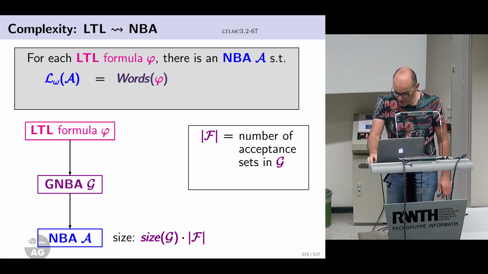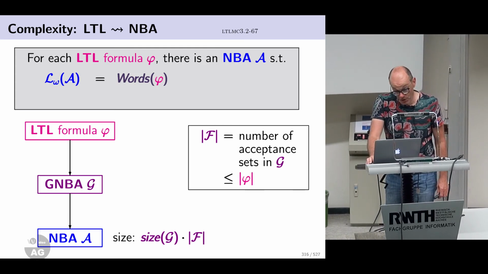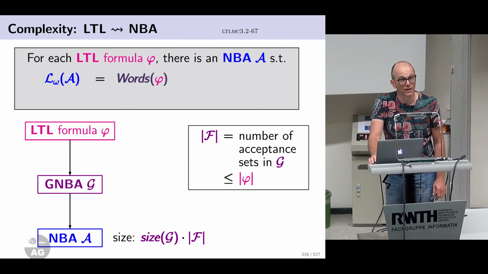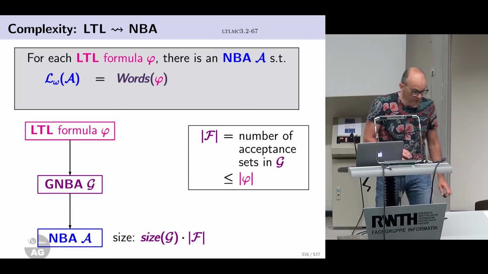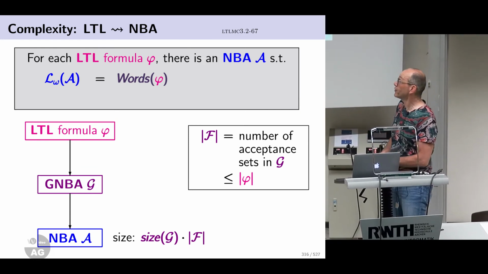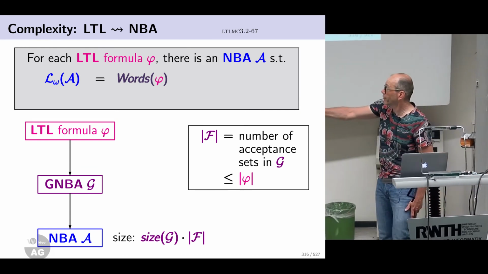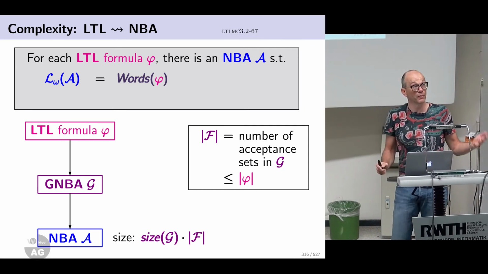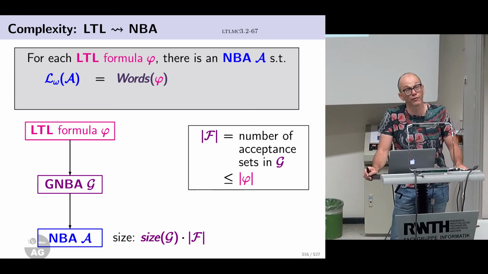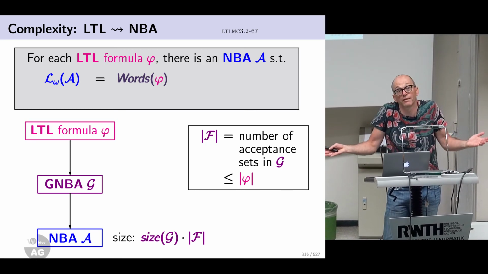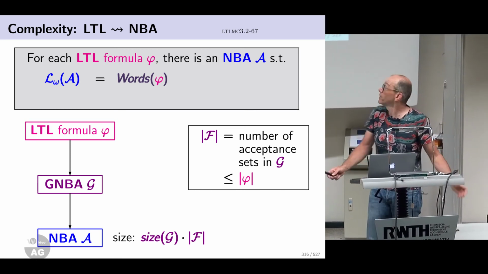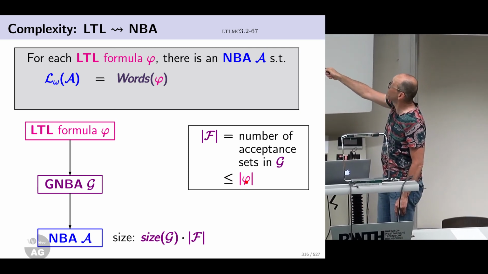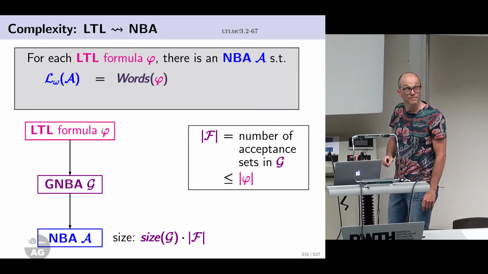Good, so this is the number of accept sets, and this is also good to know. The number of accept sets is at most the size of the formula. Why is this? Well, this is because for every until formula, like here, f sub phi 1 until phi 2, we have an accept set. How many until subformulas can a formula have? Only linearly many. So therefore, this cardinality is at most the size of the formula.